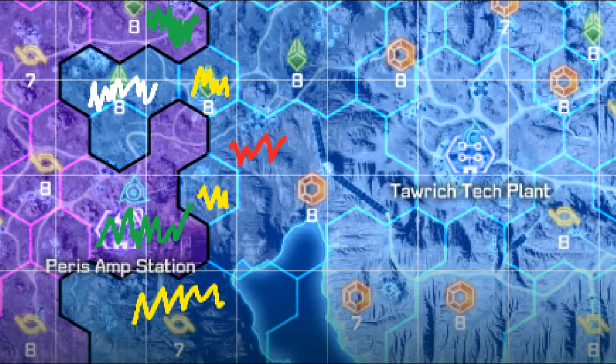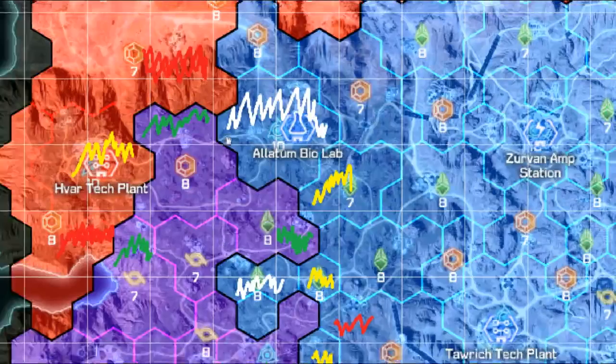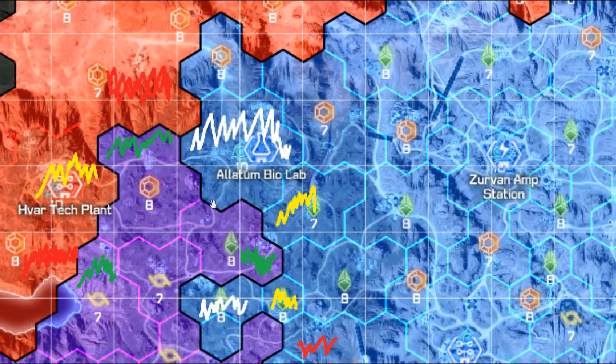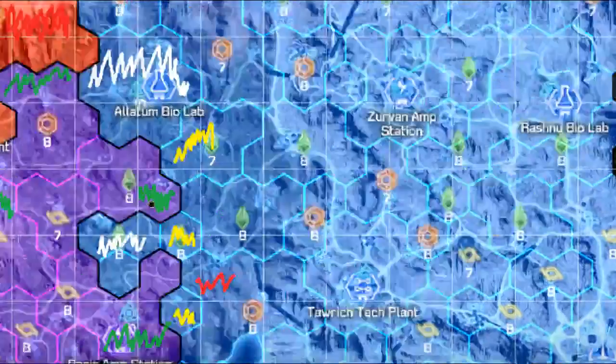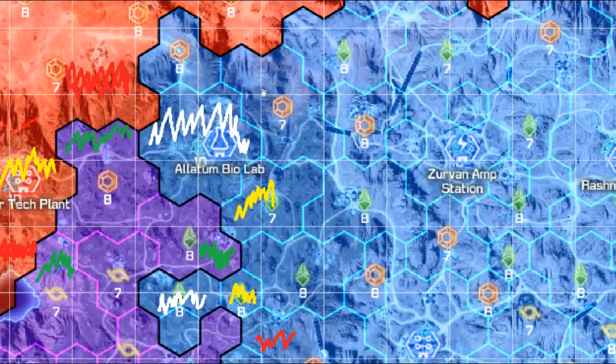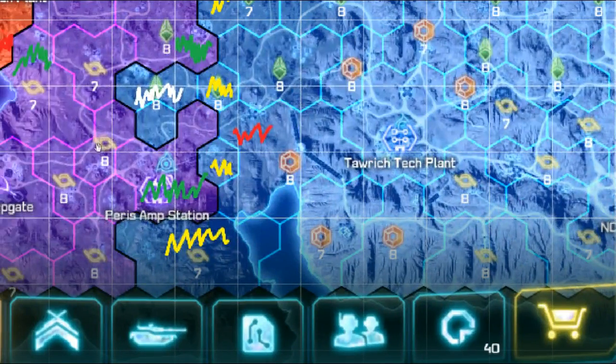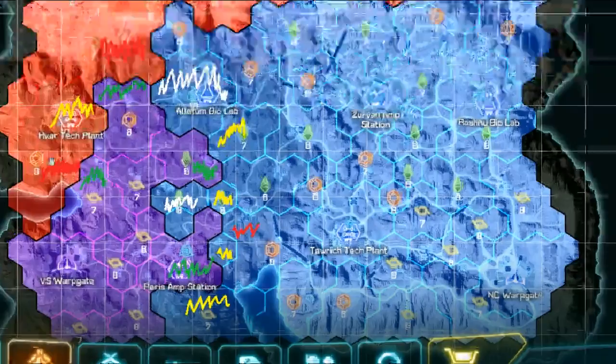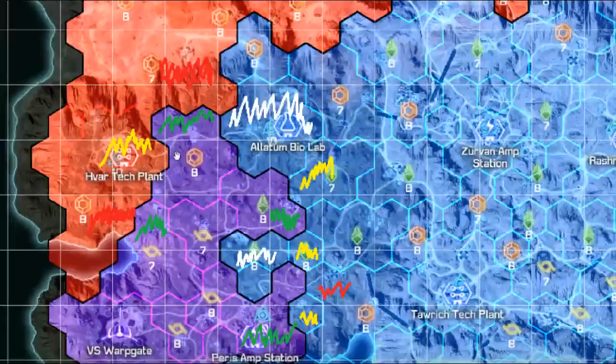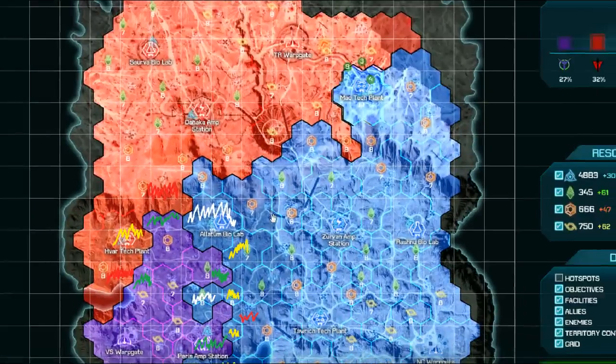They need to set up a perimeter of Alatinum Biolab. Once Havar is taken back, half of them need to recapture Alatinum. Just move your foothold up through here and capture, as well as the other half solidifying their hold on Paris Amp. Hopefully it does not take too long to capture Havar on this map.